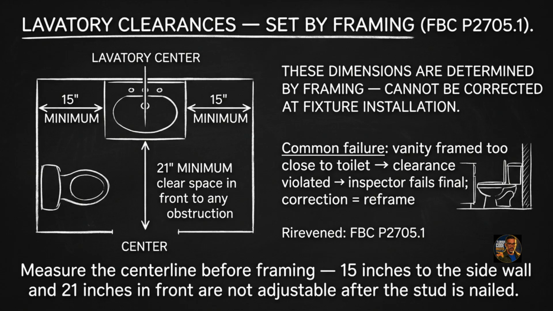Lavatory clearances, set by framing. FBC P2705.1 requires 15 inches minimum from the center of the basin to any side wall and 21 inches of clear space from the front of the lavatory to any obstruction. These dimensions are determined entirely by where the framing goes. A vanity rough-in framed too close to the toilet or side wall cannot be corrected at fixture installation. It requires reframing. Get the center line right before a single nail is driven.